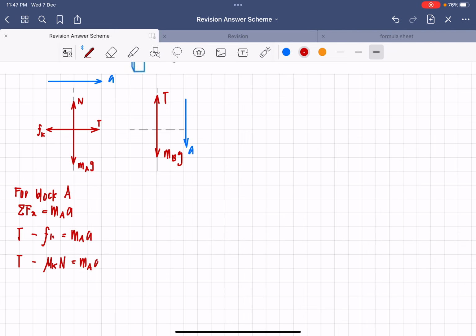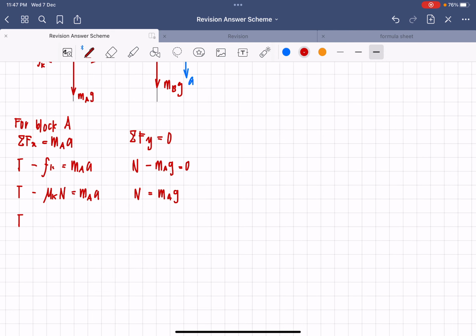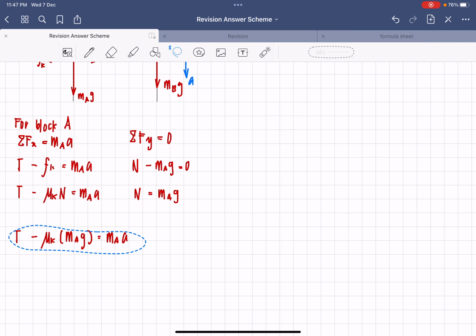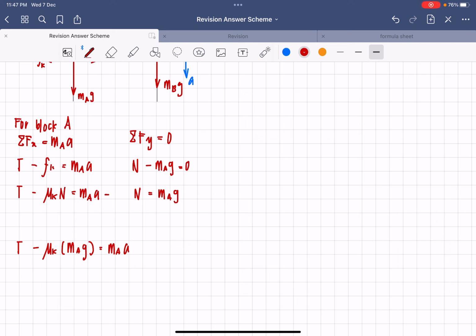Okay. So this is going to be T minus f_k equal to m_A a, where the friction is mu_k N. Since we do not have the value of the normal force, we have to find it by referring to the y component. The y component has no motion, so it's going to be equal to zero. So this is going to be N minus m_A g equal to 0. So the normal force is equal to m_A g. Then we substitute N into this equation, mu_k m_A g equal to m_A a. If possible, write it down too.